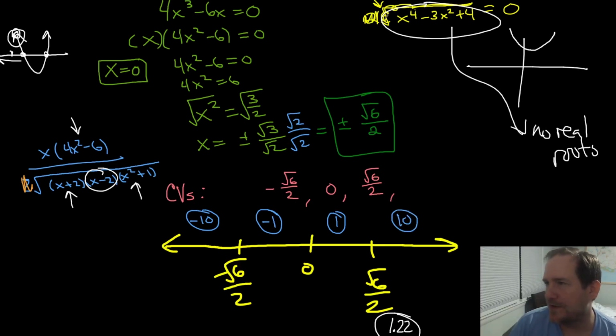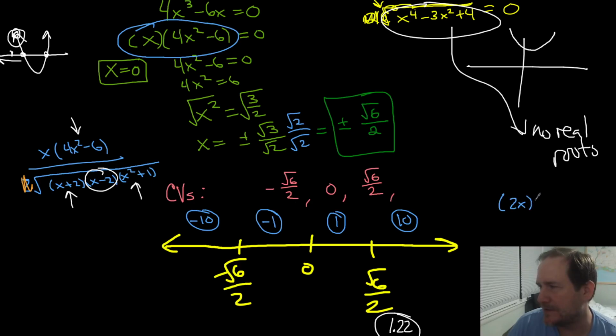But we're going to test this in our derivative. And our derivative was, this was our numerator, right? And you could factor a 2 out of this as well. So really we've got a factor of 2x and 2x squared minus 3. And then our denominator was 2 times the square root of x to the 4th minus 3x squared plus 4.